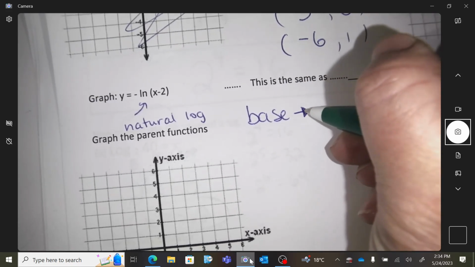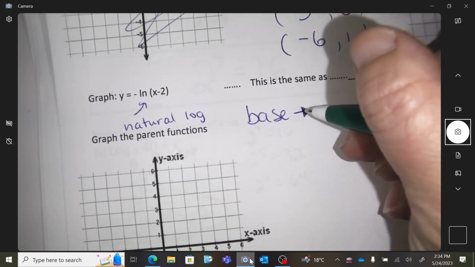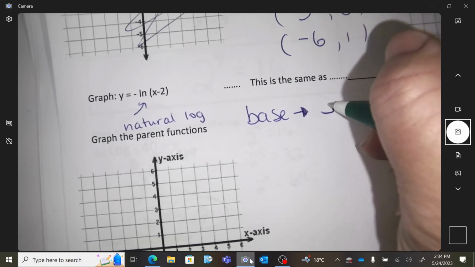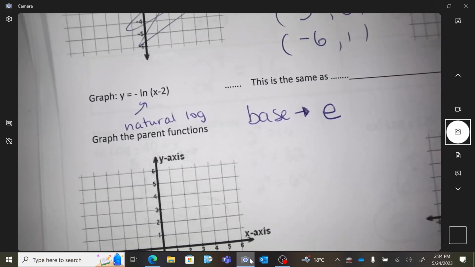Secret base. No one will guess it. Don't worry about guessing it. 2.718. E, of course. None of you will guess it, like I said. We were not even close.